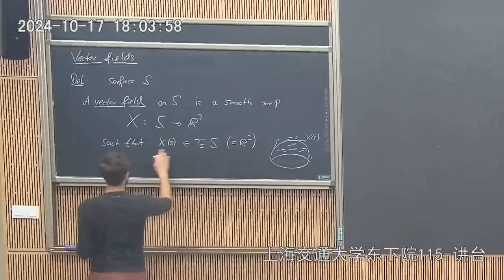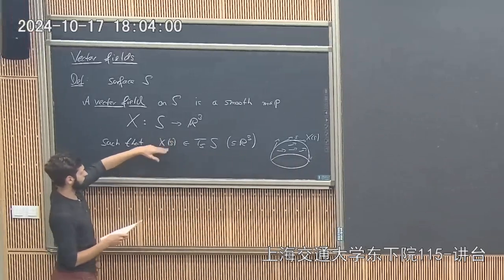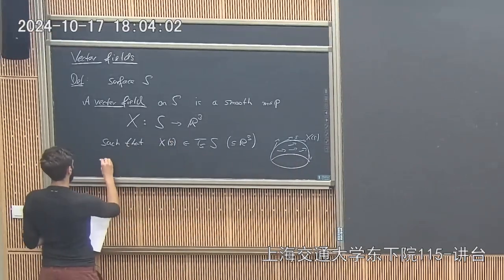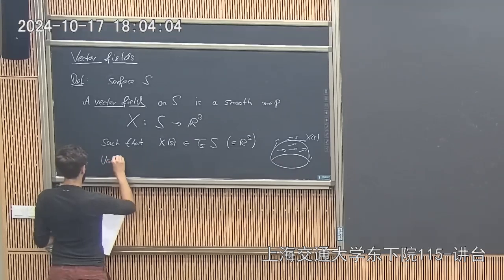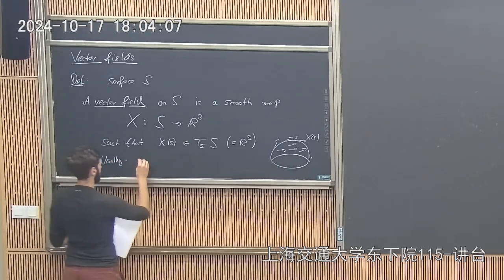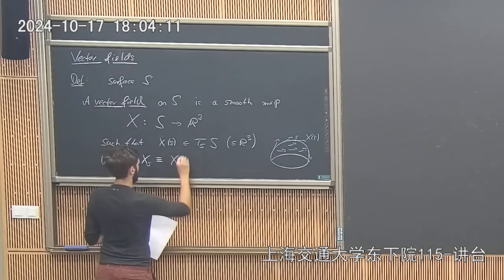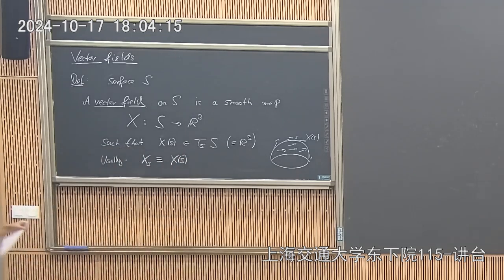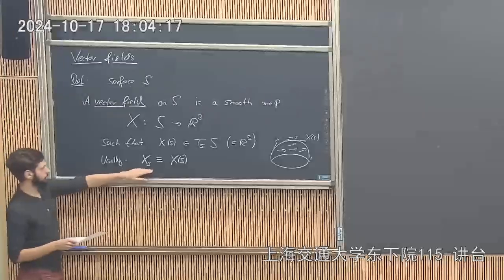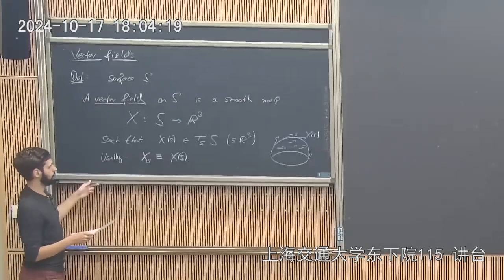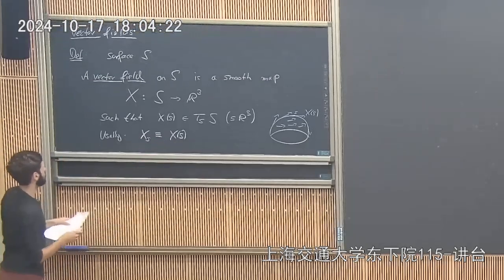And it's more customary to write X of s as a subscript. So usually I prefer it because otherwise we get too many brackets. So we usually just write the s as a subscript instead of X of s.